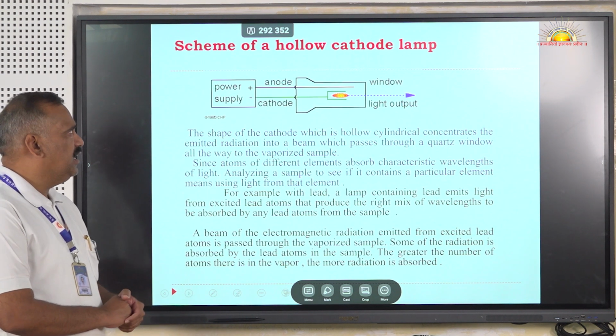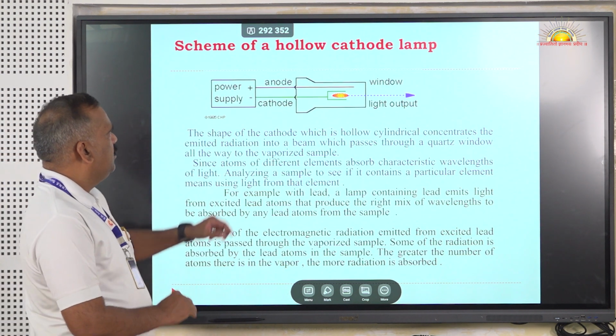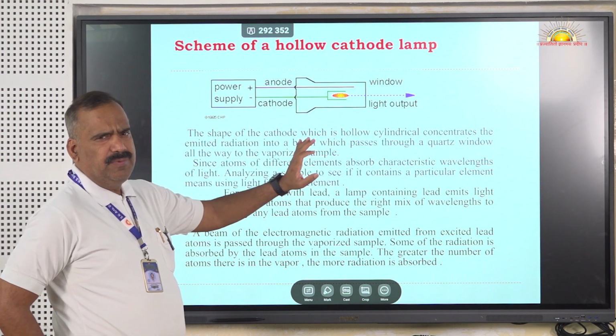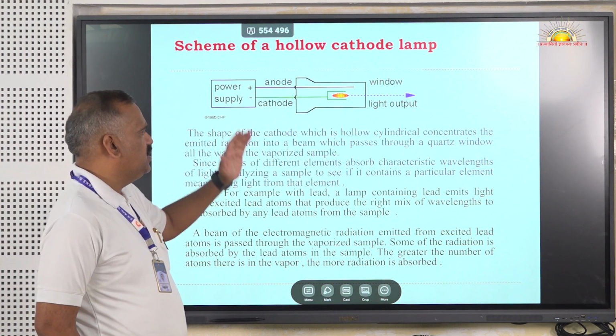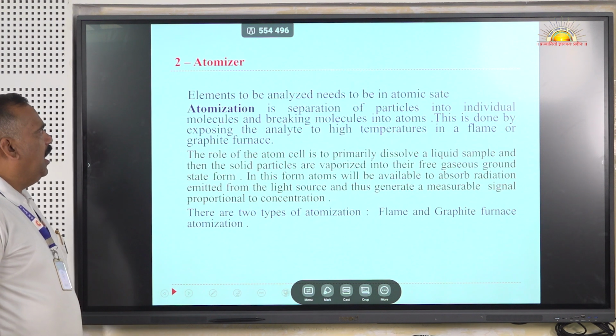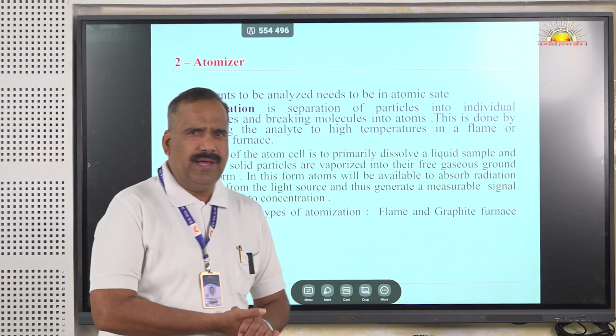Then the scheme of hollow cathode lamp. Generally, in the hollow cathode lamp, there is an anode and a cathode present, as in the previous picture where I have already shown you the arrangement of a hollow cathode lamp. Then the second component is the atomizer.